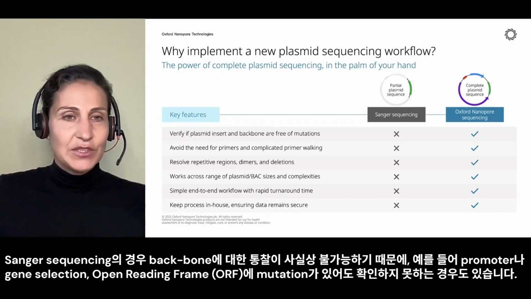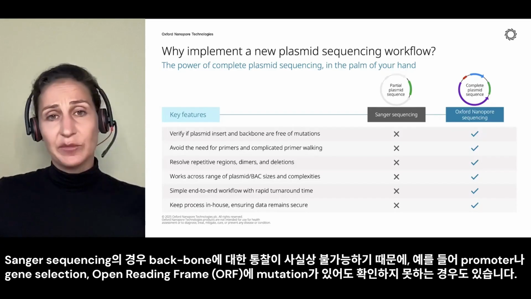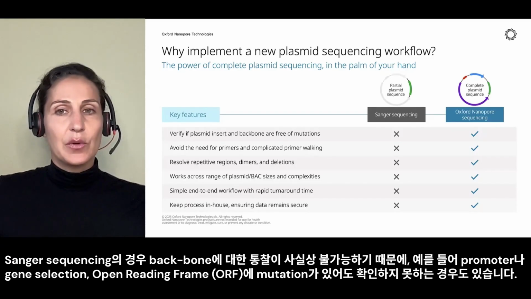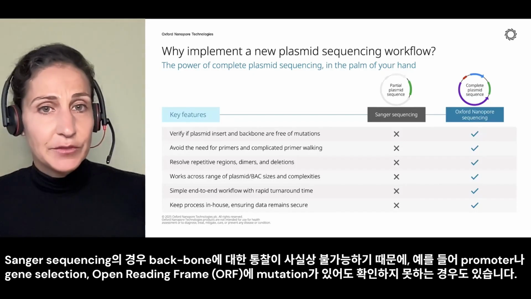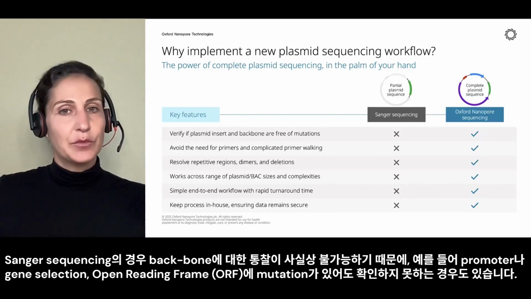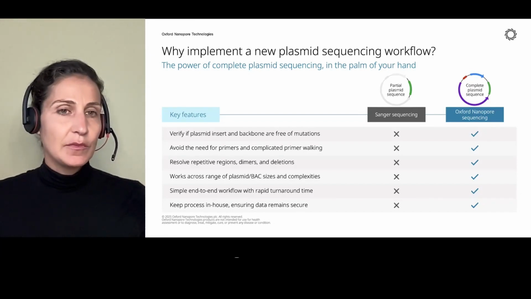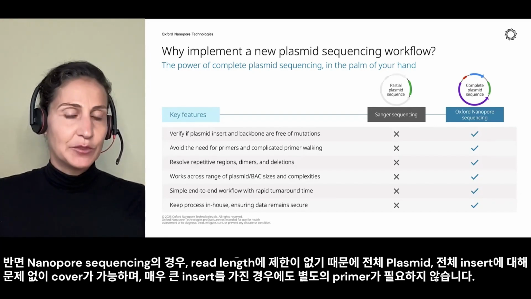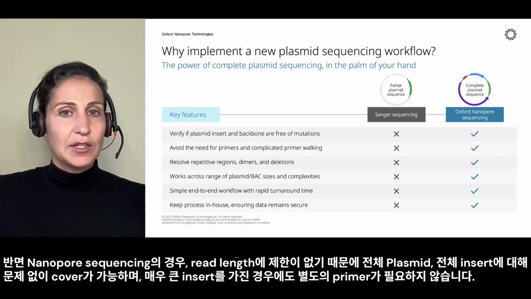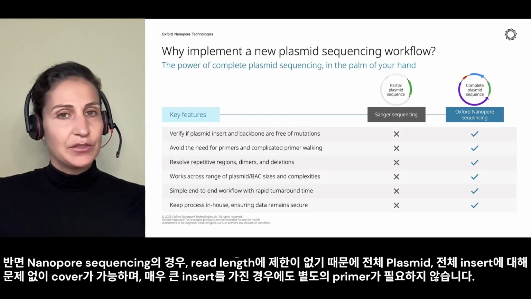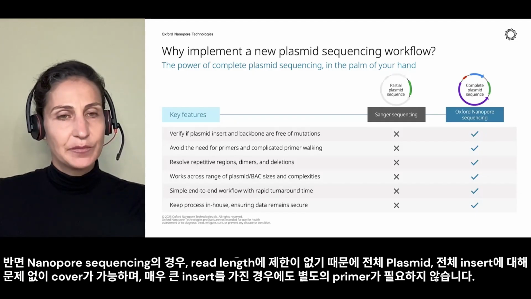With Sanger, we don't really have any insights into the backbone, and this can mean that we have mutations in promoters or gene selection, open reading frames, for example. With nanopore sequencing, we can see the entire backbone. You also avoid the need for primers and complicated primer walking if you have a larger insert. With any length nanopore reads, you can cover the entire plasmid, the entire insert with no problem.